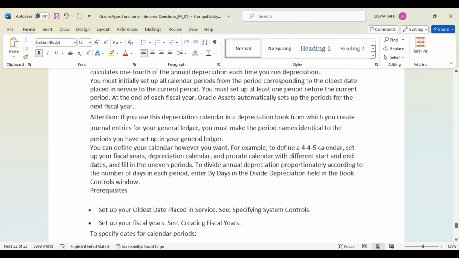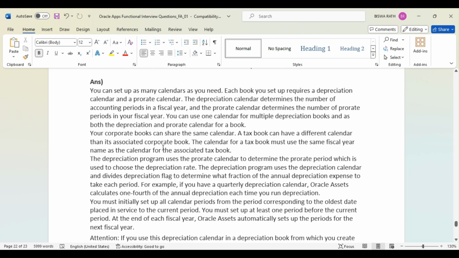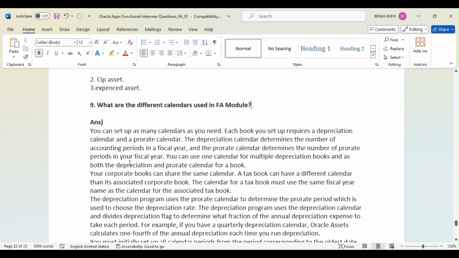For the prorate calendar, you need to understand why Oracle provided it. For example, you acquire an asset on the 15th of August. Do you want the system to calculate prorate depreciation based upon the date placed in service? In that context, it will calculate depreciation for the remaining 15 days for the asset captured on the 15th of August for this particular month, and from next month onwards it will be monthly depreciation. That is how the treatment works.